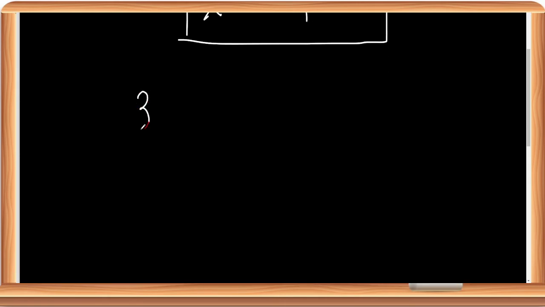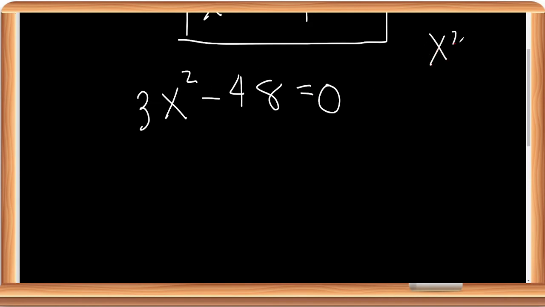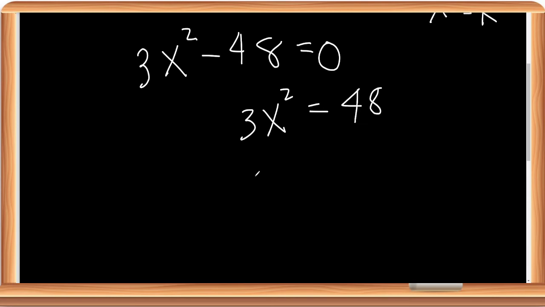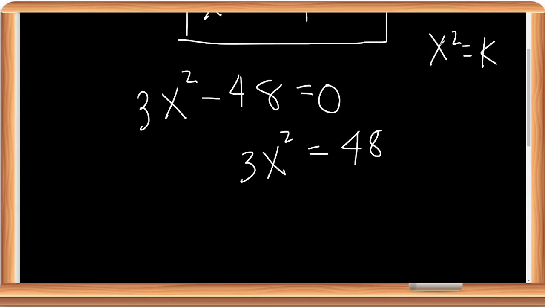Sabi nga dito, 3x squared minus 48 is equal to 0. So, ang una mong gagawin, lipat mo muna to dito kasi dapat in the form of x squared is equal to k. No? So, dapat may k sa kabila. So, we have 3x squared is equal to positive 48. Now, kung mapapansin nyo, may kasama yung x squared. Kailangan, walang kasama yung x squared.